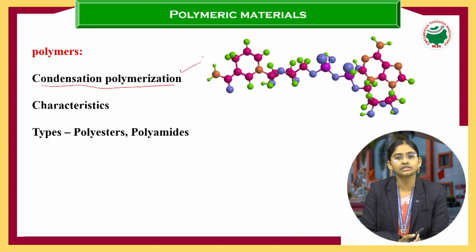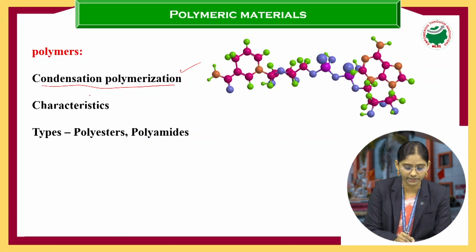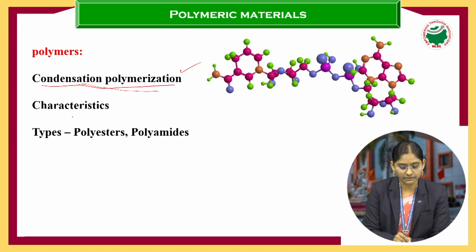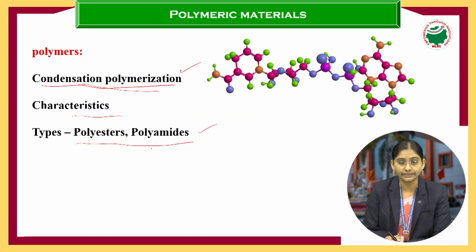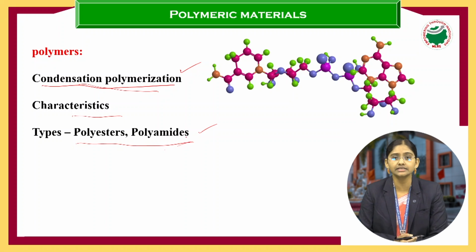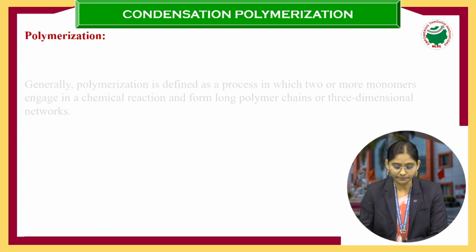In the last class, we discussed what is meant by polymerization and what the types of polymerization are. Here the types are addition and condensation. In the last video, we covered addition polymerization, so today we'll see condensation polymerization. Next, we will see the main characteristics of condensation polymerization, and then the two classes of polymers under it, that is polyesters and polyamides. So first we'll see what is meant by polymerization.